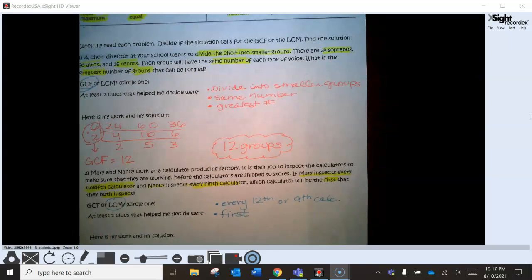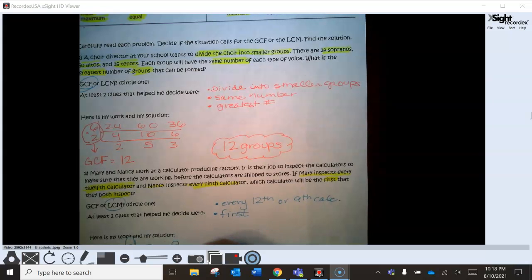Well, every 12th calculator and every 9th calculator, it says which one will be the first they both look at. So we're going to divide into both. 3 goes into both. 3 into 12 is 4. 3 into 9 is 3. Can anything other than 1 go into 4 and 3? Nope.